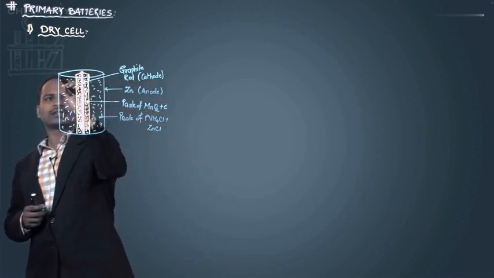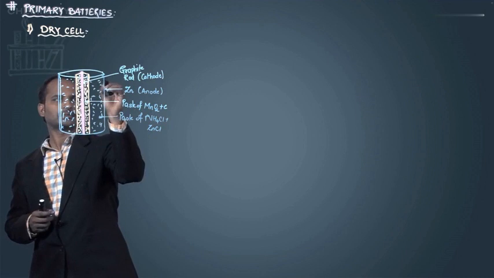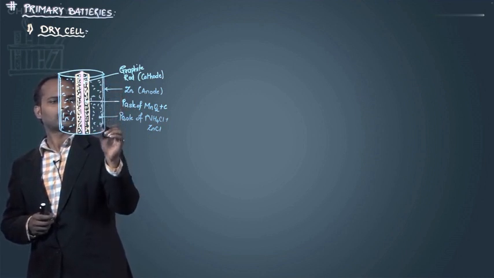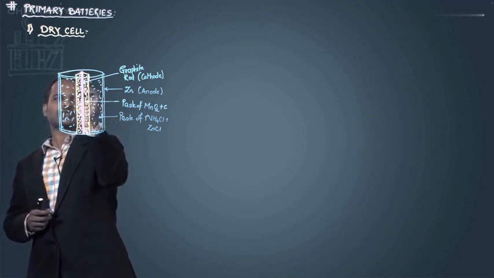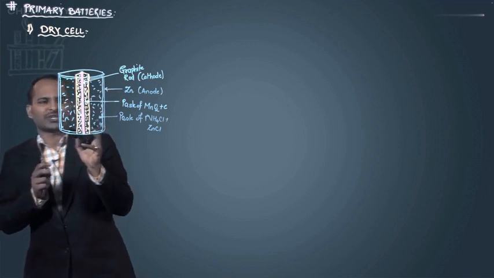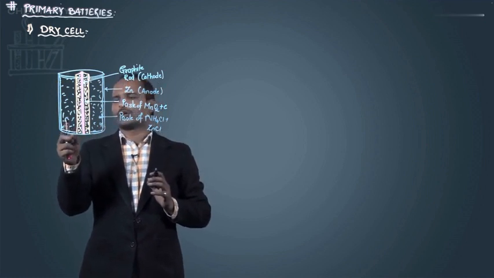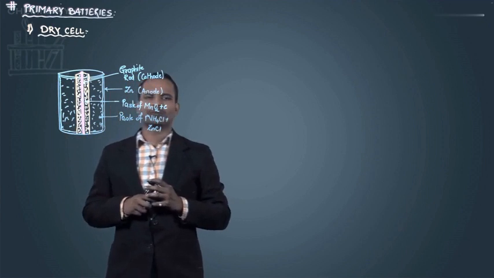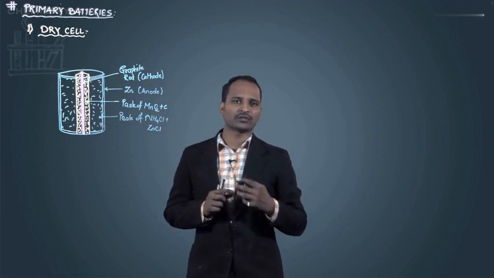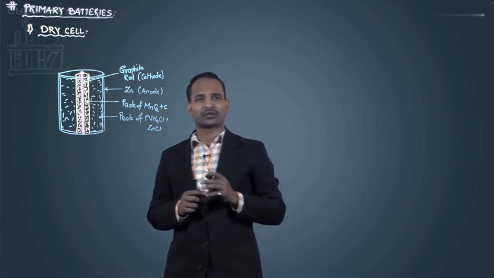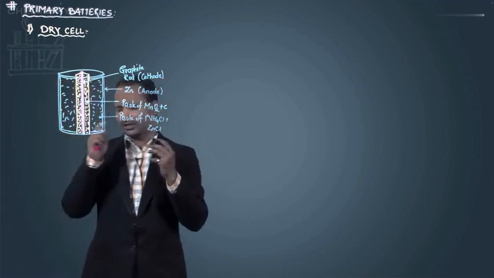Internally this container is lined with porous paper, which separates the paste of ammonium chloride from the zinc container, because ammonium chloride, being acidic in nature, produces a corrosive effect on the zinc container, due to which the zinc container undergoes oxidation and we lose some zinc because of this rusting.